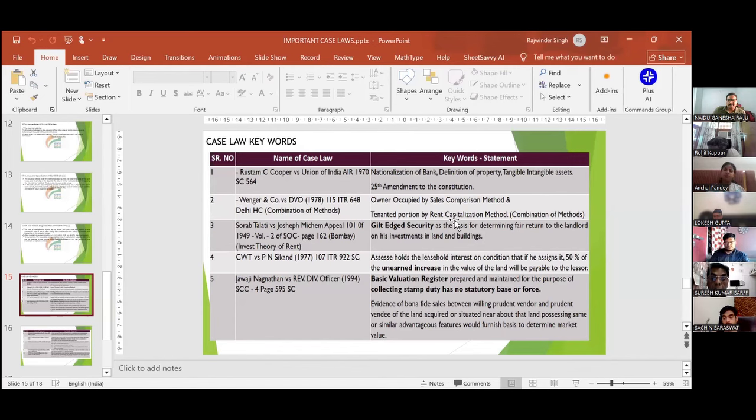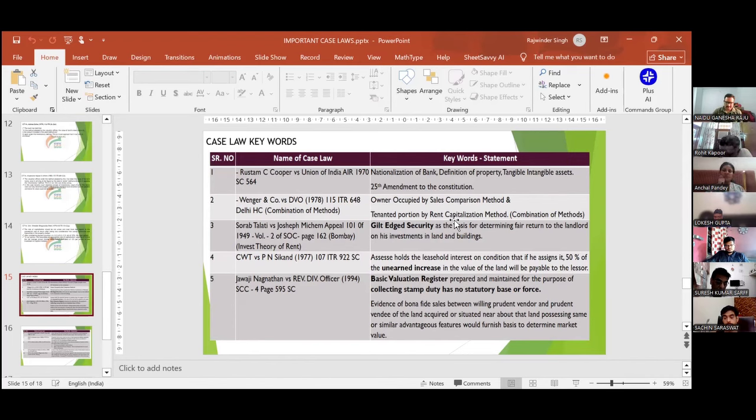versus Union of India. If you see the words home occupied by sales comparison method and tenanted property by rent capitalization method, it means it has been taken from Wenger and Company. And if you see the word gilt as security, as a basis for determining the fair return on the landlord's investment, then it means it has been taken from Sarabhai D. Talati versus Joseph Mekam. If you see the words 50% unearned increase, it means it has been taken from CWD versus PN Sakan.